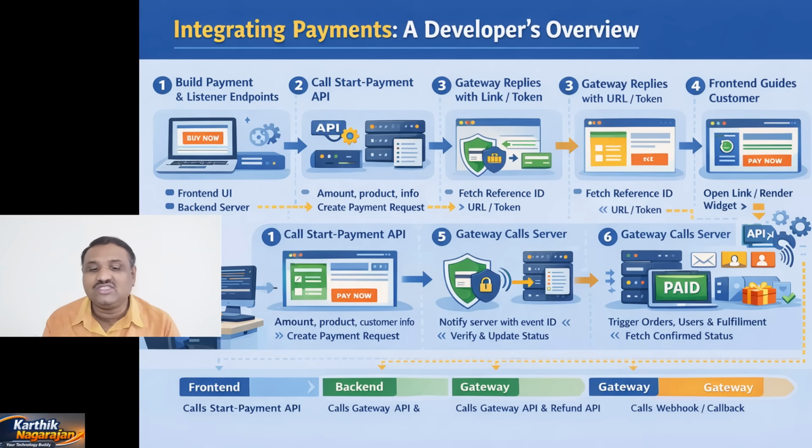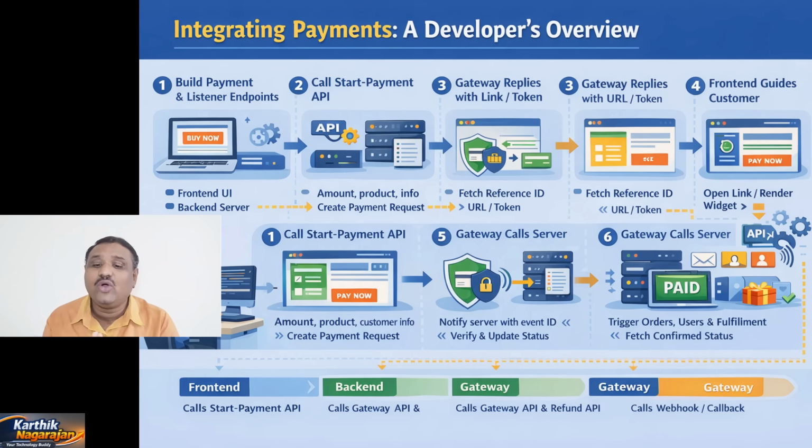So the backend then calls the gateway create payment request API, which is usually one of these patterns: create order, create checkout session, create payment intent, create invoice, or initiate mobile money push. And the request typically contains amount, currency, merchant reference, customer details, and the URLs where the gateway should send the user back and where the gateway should notify the server.